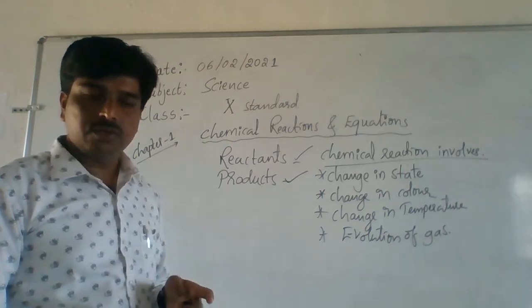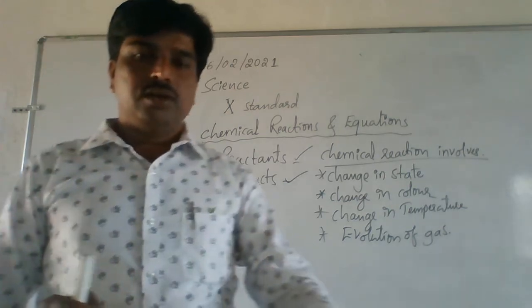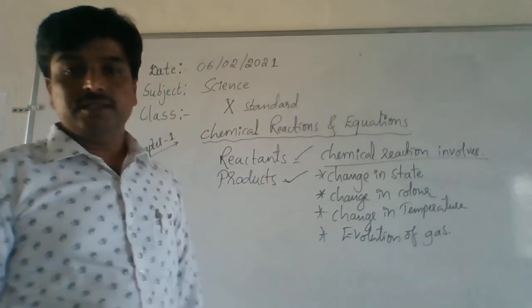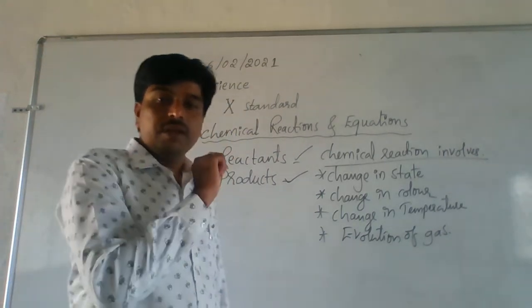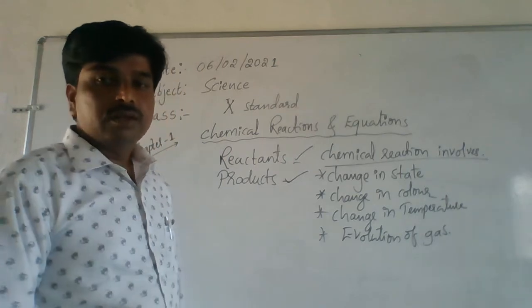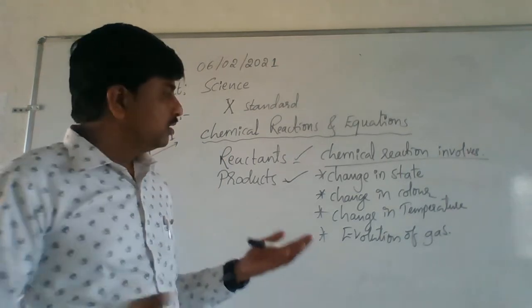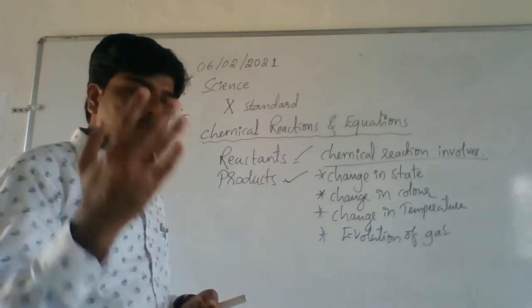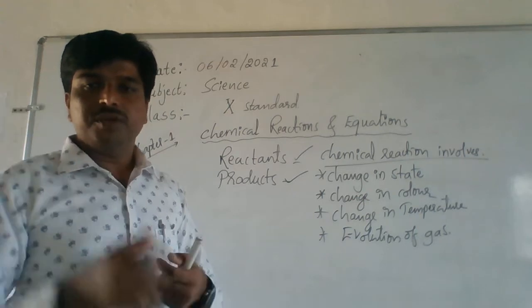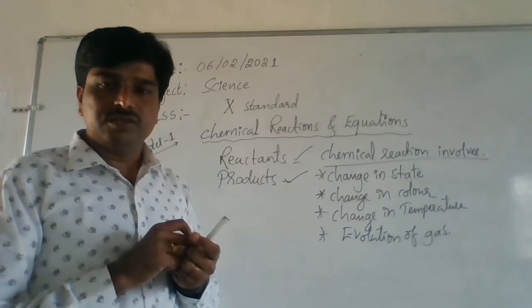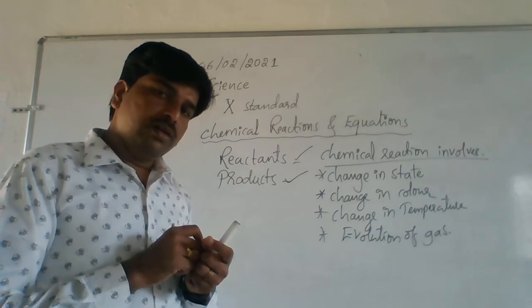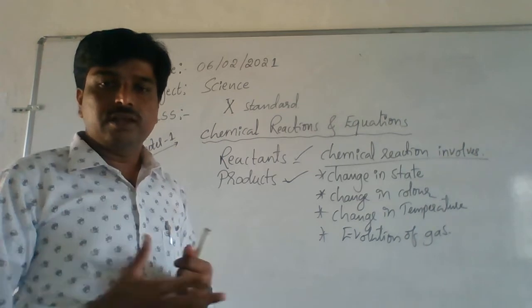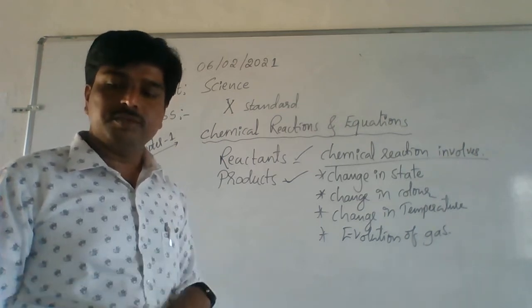Clear, students? Okay. So this is what a chemical reaction involves. In the next classes, we will discuss the chemical equation. Now you are learning only what a chemical change and chemical reaction are. The next coming concept is the chemical equation. How to write these chemical equations? I will explain how to write chemical equations in the next classes. Okay, we will discuss that concept in the next classes.